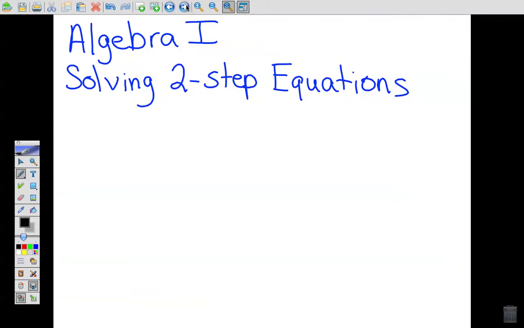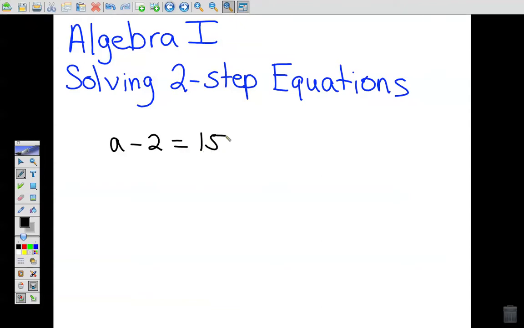So we're going to pick up from what we've been doing so far and get into solving two-step equations. And we'll explain what I mean by two-step equations. Now before we get into this too far, let's just have a review here. Say I had an equation a minus 2 is equal to, I'll say, 15.